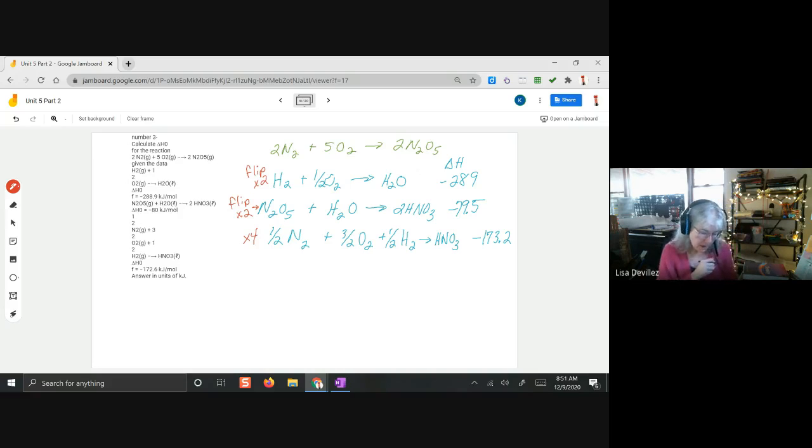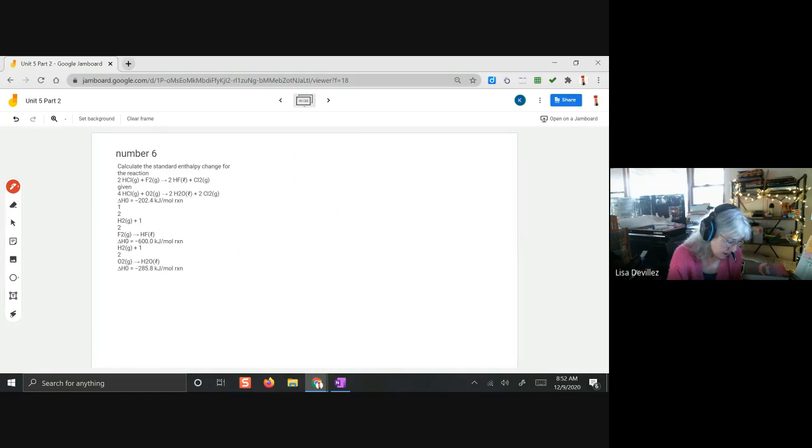And once you've done that, your hydrogens are going to cancel, the waters will cancel, and all of those oxygens should add up to 5 oxygens. So we'll change the sign and times 2 for the first delta H, change the sign and times 2 for the second, and the third will just multiply by 4. So that should work for that one. All right, so let's see this other number 6.